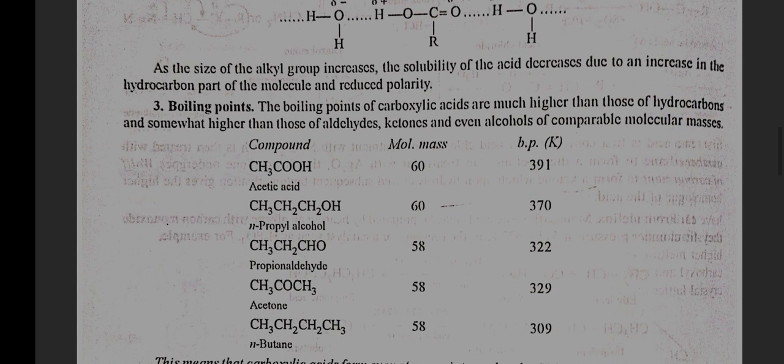As the size of the alkyl group increases, the solubility of the acid decreases due to an increase in the hydrocarbon part of the molecule and reduced polarity.